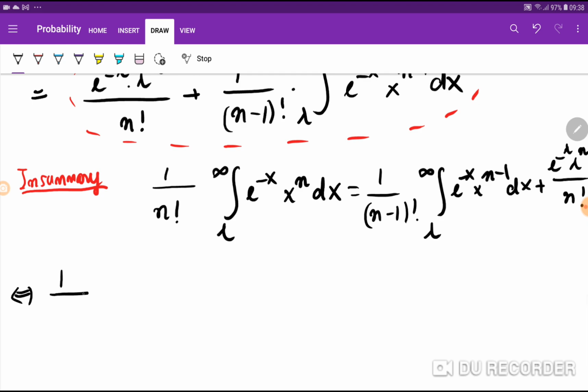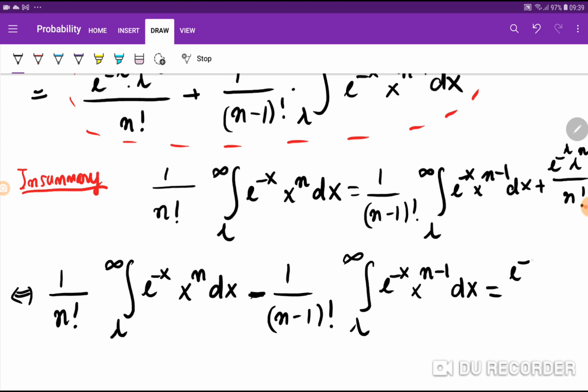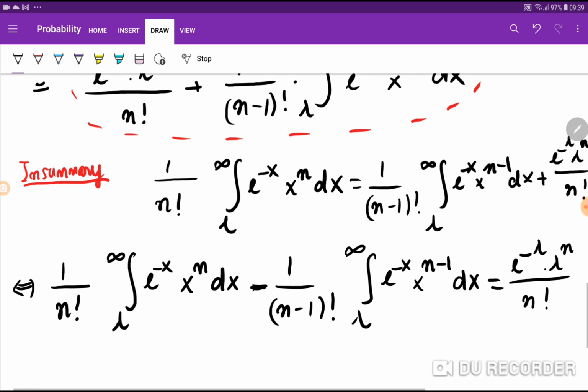All right, now I'm going to do something very interesting. I'm going to rearrange it like this: 1 over n factorial times the integral of e to the power negative x times x^n dx, minus 1 over (n minus 1) factorial times the integral from lambda to infinity of e to the power negative x, x^(n-1) dx, equal to e to the power negative lambda times lambda^n over n factorial.